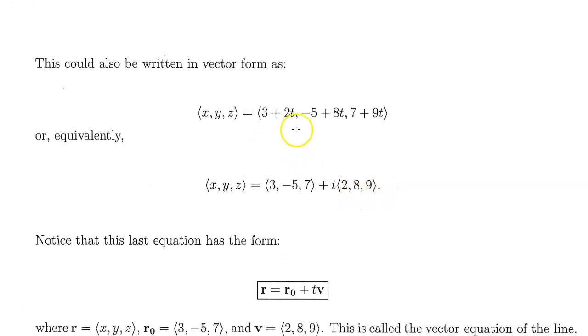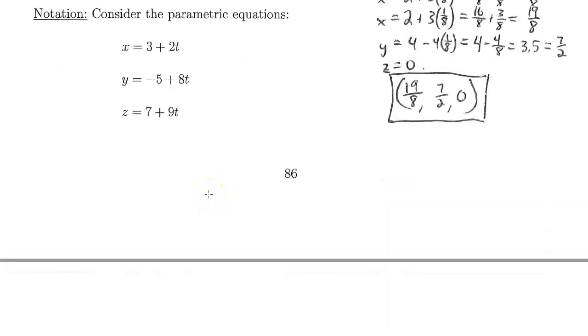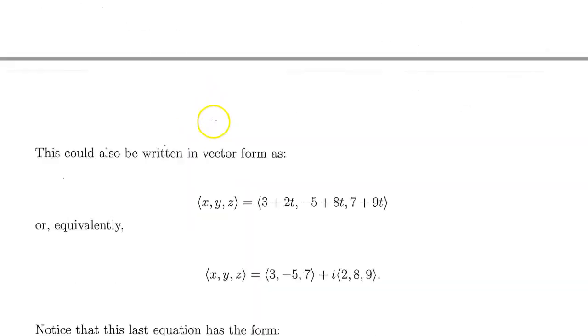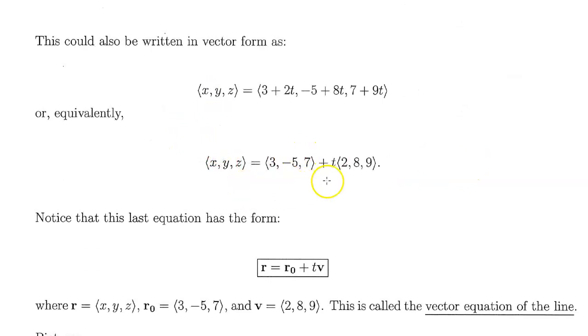Now we could write this another way. We could write this vector as the sum of 2 vectors. We could write it as 3, -5, 7, plus the vector 2t, comma 8t, comma 9t. And in that last vector, you could factor out the t, right? Write it as a scalar multiplication of t times the vector 2, 8, 9. So notice we could rewrite this as a vector equation. We went from these parametric equations to an equation that involves vectors.